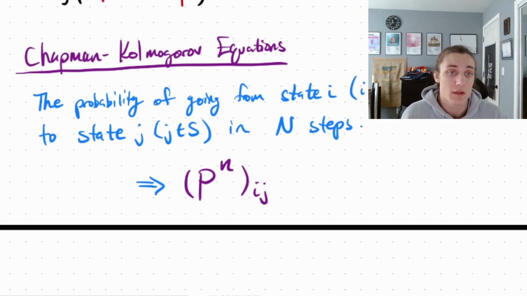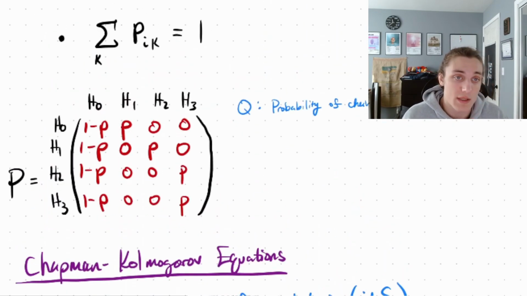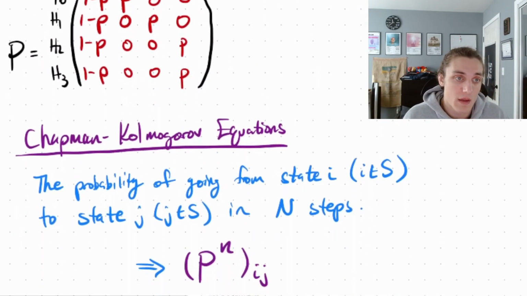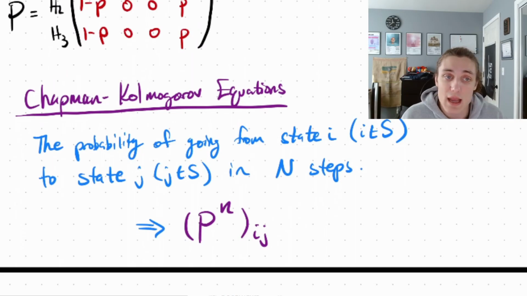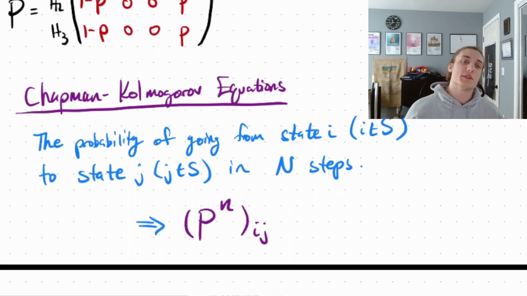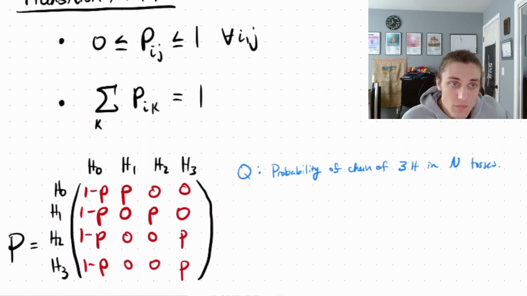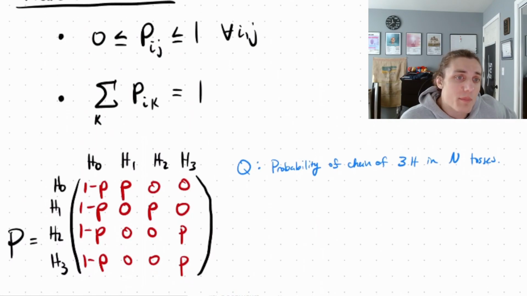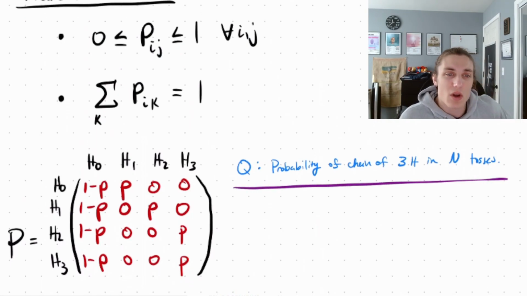Isn't that easy? So now that we have this transition matrix, the probability of going from state I to state J in n steps is, check it out, P to the n, ij. But let's hold our horses here. What was the original question? What is the probability of a chain of 3 heads in n tosses?